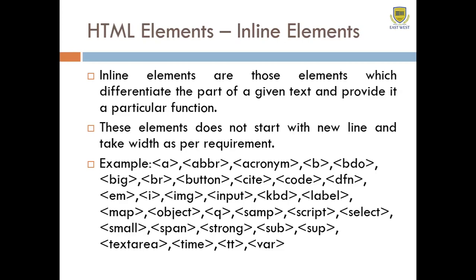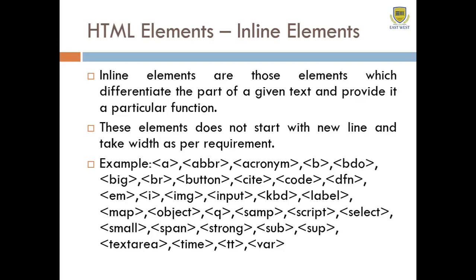Some example tags wherein I can observe inline elements are: A, the anchor tag; ABBR, that is abbreviation; acronym; the B tag, that is used for bolding a particular font or word; the button tag; and code. Some more examples are available which we will definitely use in the upcoming programs, and then you can see their different functionalities.